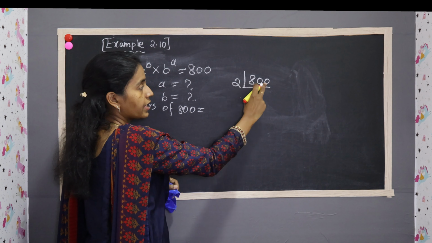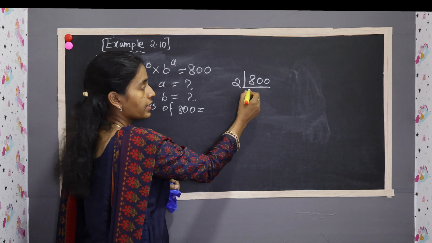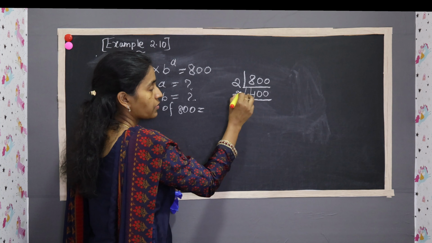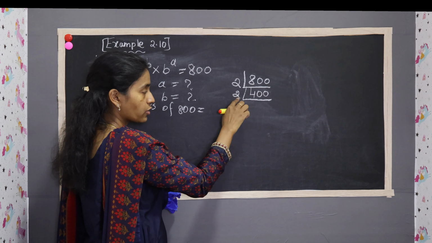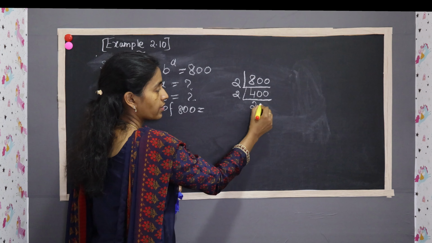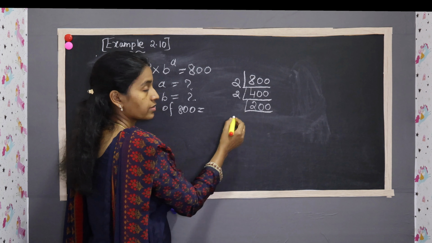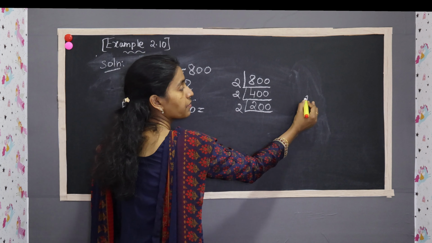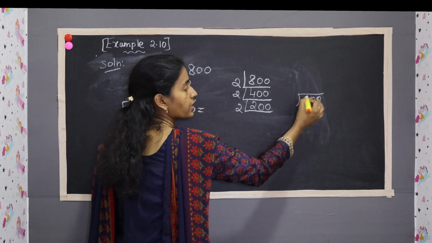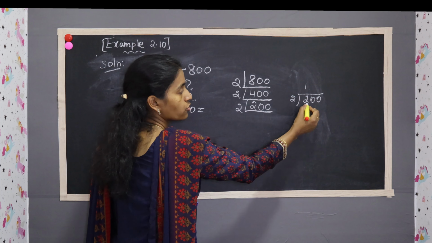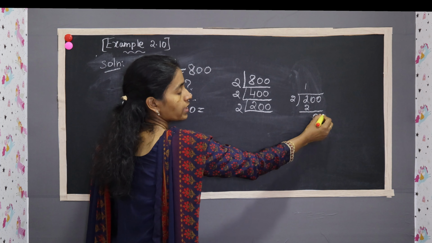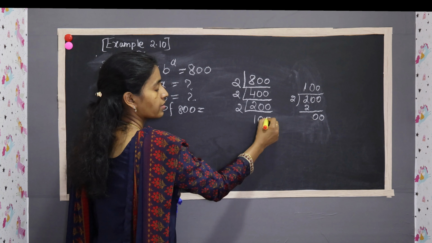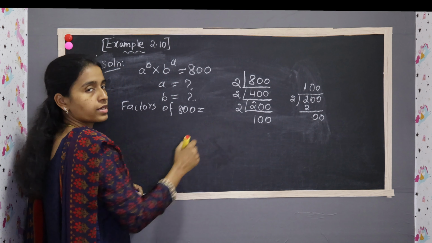If I am dividing 800 by 2, I will be getting 400, right? Then again, if I am dividing 400 by 2, I'll be getting 200, right? Then again, I am using 2. If I am dividing 200 by 2, I'll be getting 100. 100 into 2 is 200, right?